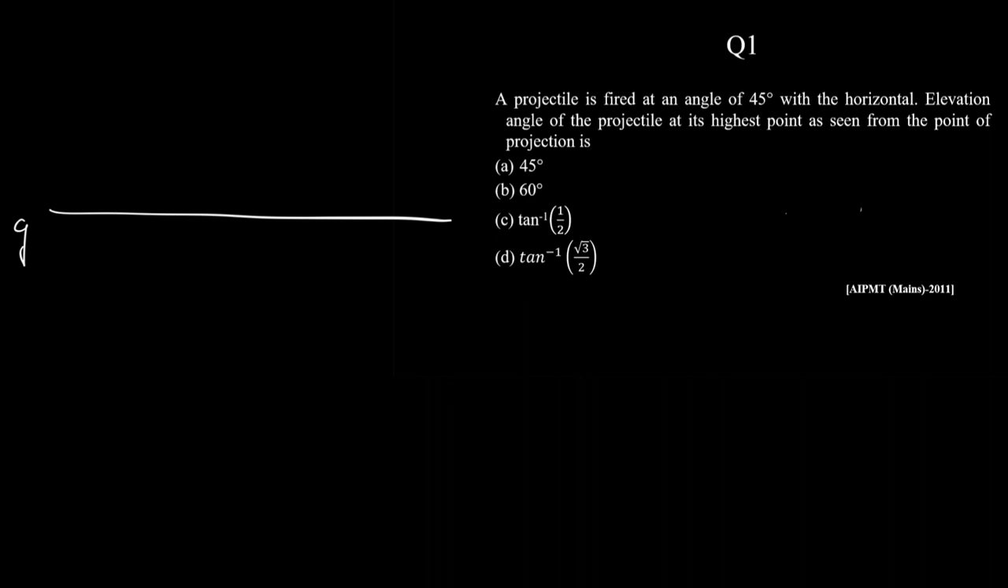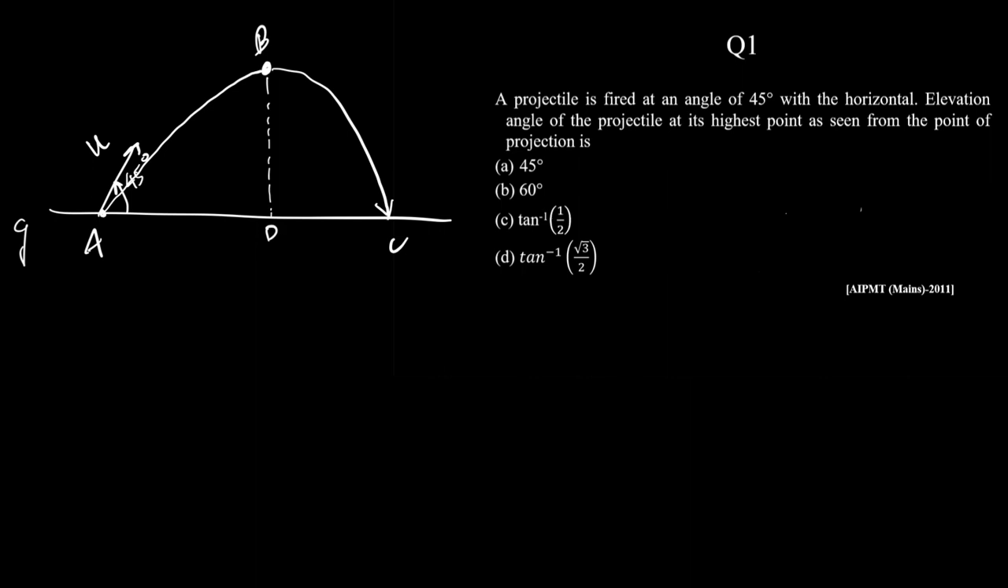say this is the ground. An object is projected from A, say at 45 degrees with respect to the ground, right? So how will the object move? The object will move in a projectile motion. It will reach the maximum height P. It will then reach the ground at C.